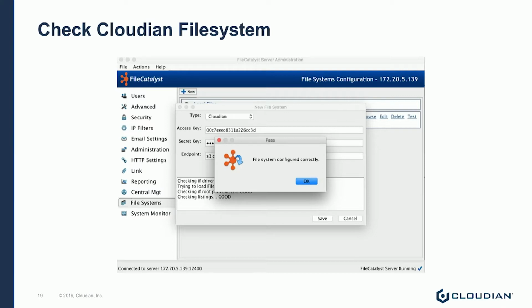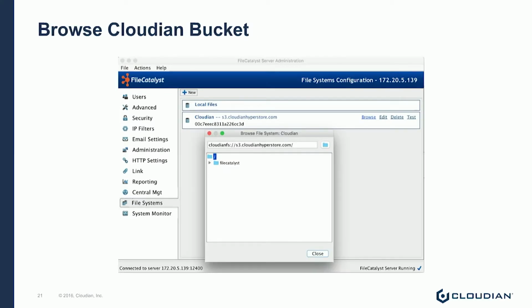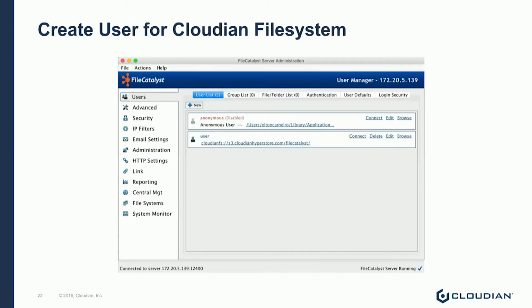Once you save it, it will appear in your list of file systems, and at this point, you can actually browse and see what buckets are available under the account you just configured. So this shows you the different buckets that you have, which can then be used when creating a user account. So once you add the Cloudian file system to the FileCatalyst server, you can create a user account and have it point to that specific bucket.